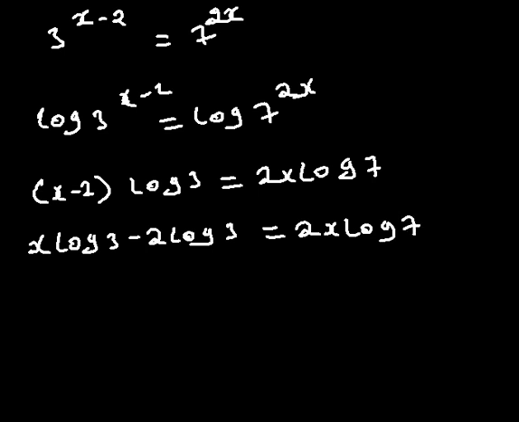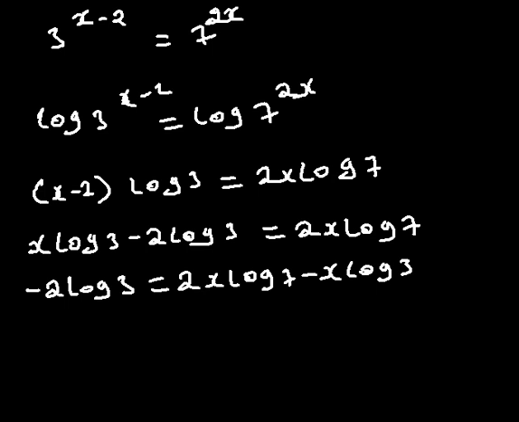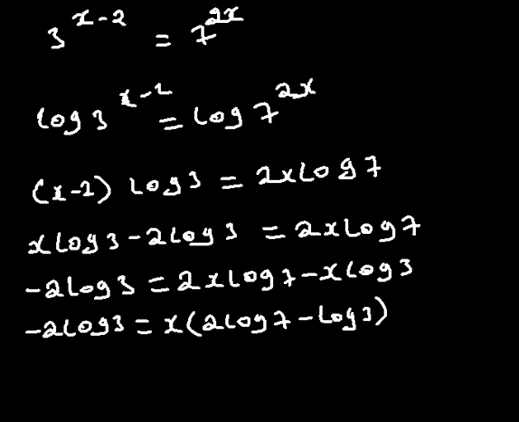Then we bring those with x together since we're looking for x. So we transfer this to this side. That gives negative 2 log 3 equal to 2x log 7 minus x log 3. Then we factor out x: negative 2 log 3 equals x times (2 log 7 minus log 3), like that.